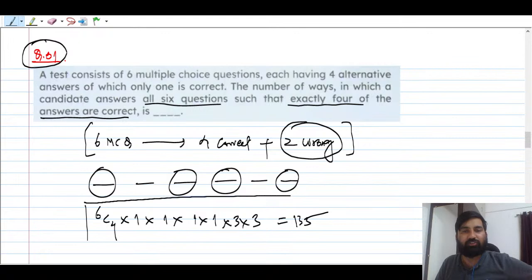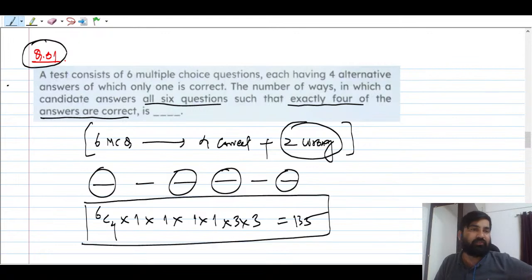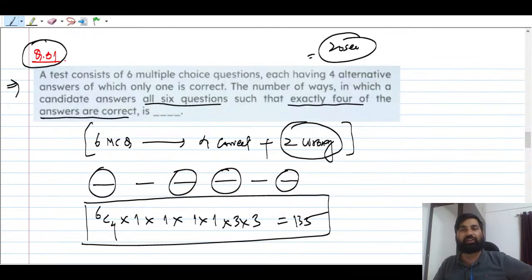135 is the correct answer. So you see guys, this is a very big question, right? But you are able to solve it in, you can say, less than 20 seconds. So this question demands only 20 seconds. If you are attending my classes, 20 seconds will be required to solve this question, right?